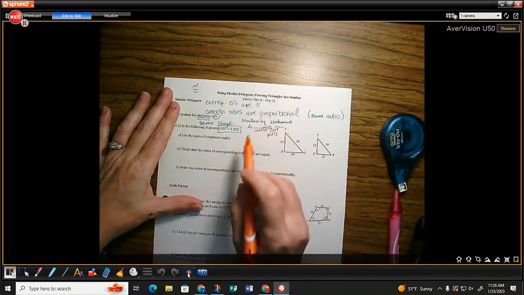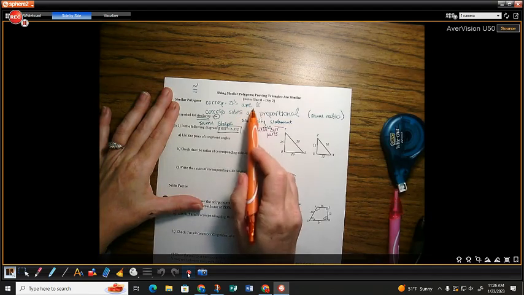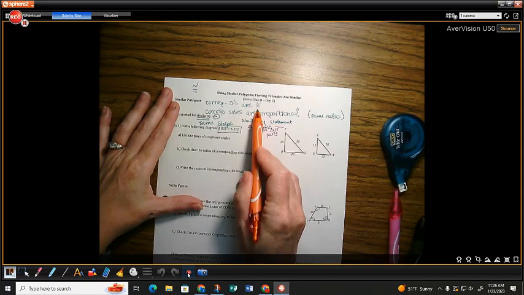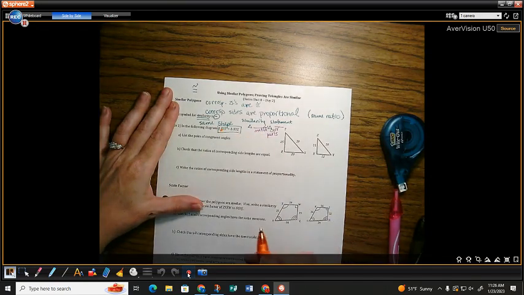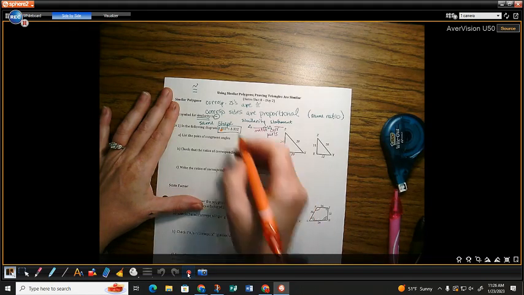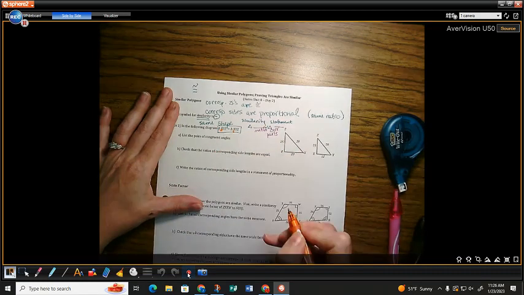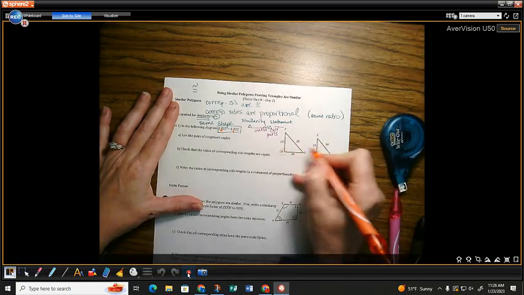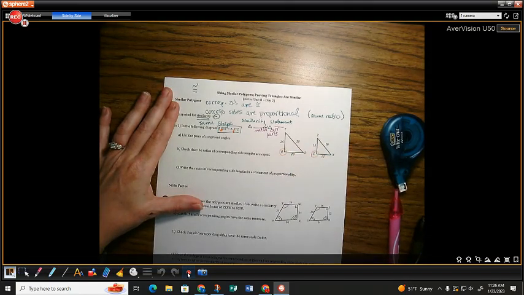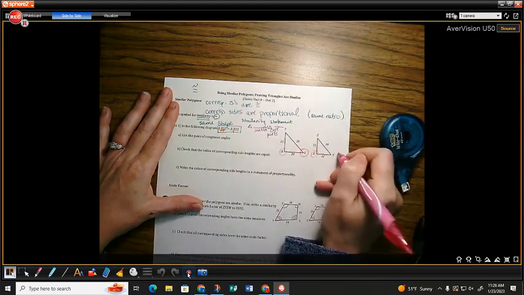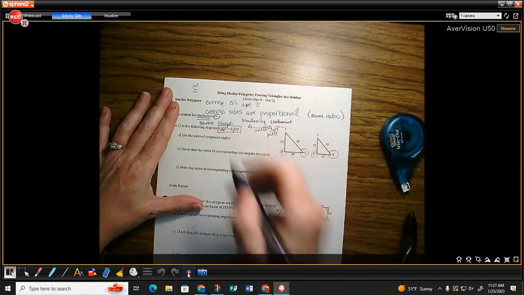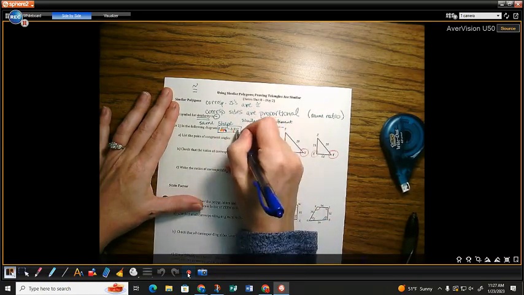So I know that all the corresponding angles are congruent. So what angle is going to be congruent to angle R? How did you know? They were in the same position in the name, so they must be corresponding in the picture. So what corresponds with S? Y. And what corresponds with T? Z.